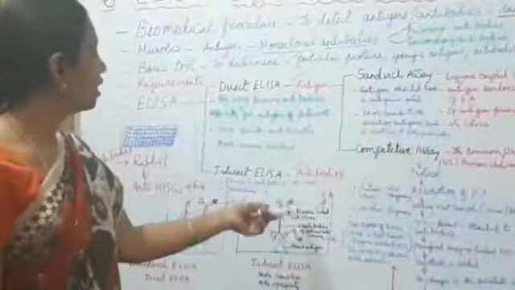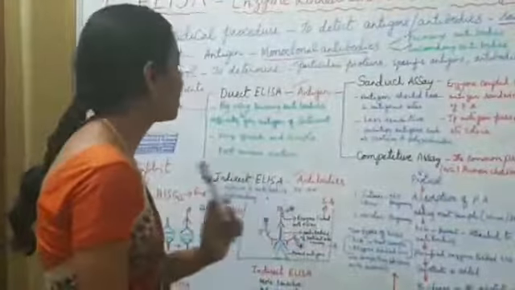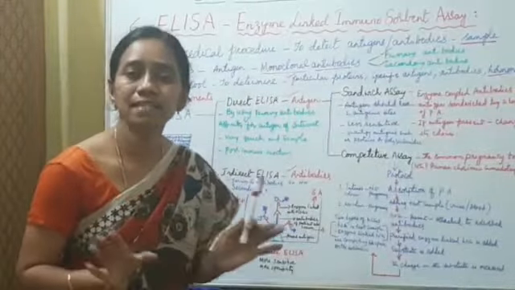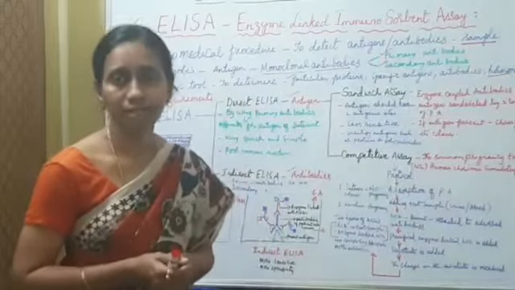The question for you is how the secondary antibodies are produced. With this ELISA test, our syllabus is completed. I hope you have understood well.